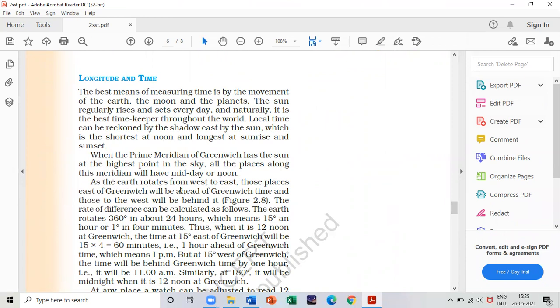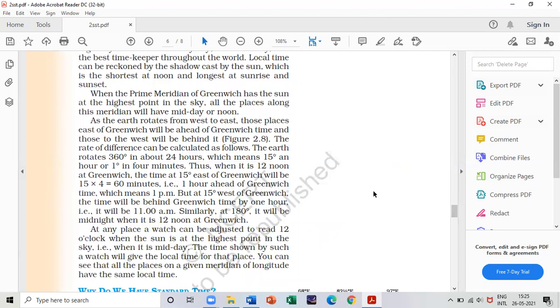As we all know, Earth rotates from west to east, and those places east of Greenwich will be ahead of Greenwich time, and those to the west will be behind it. Please underline this, it is very important. That is, the places east of Greenwich will be ahead of Greenwich time, and those to the west will be behind it. It is a very important line, and a major MCQ question.